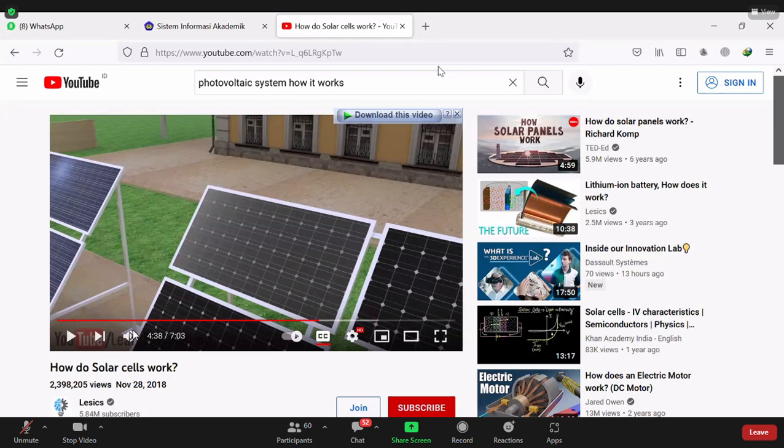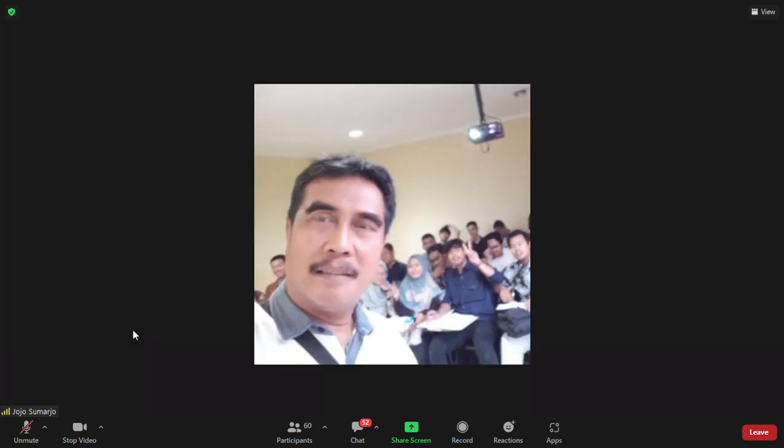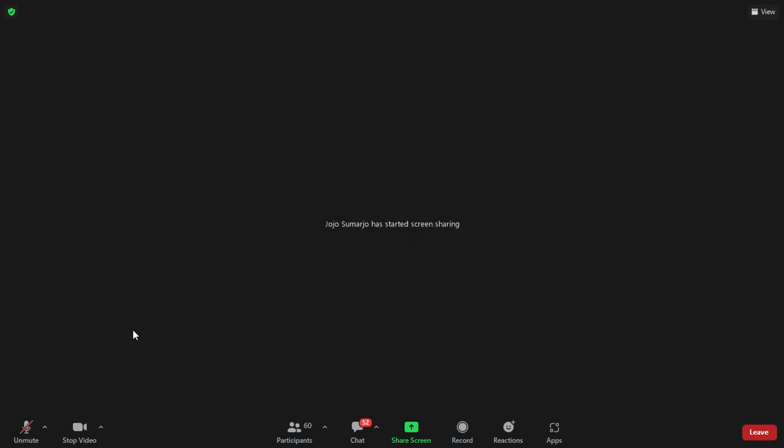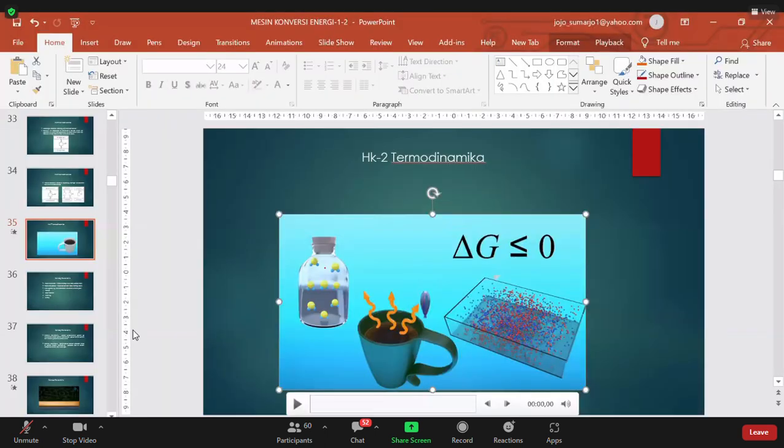Oke, paham ya? Karena ada dua material di situ. Seperti kita tahu, kalau ada dua tipe material disatukan, udah pasti di listrik ada beda potensial di situ. Oke, kita lanjutkan ya materi kita.